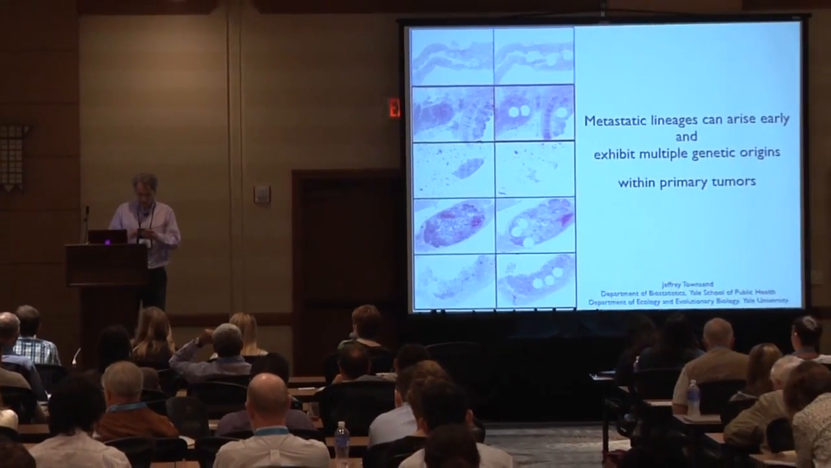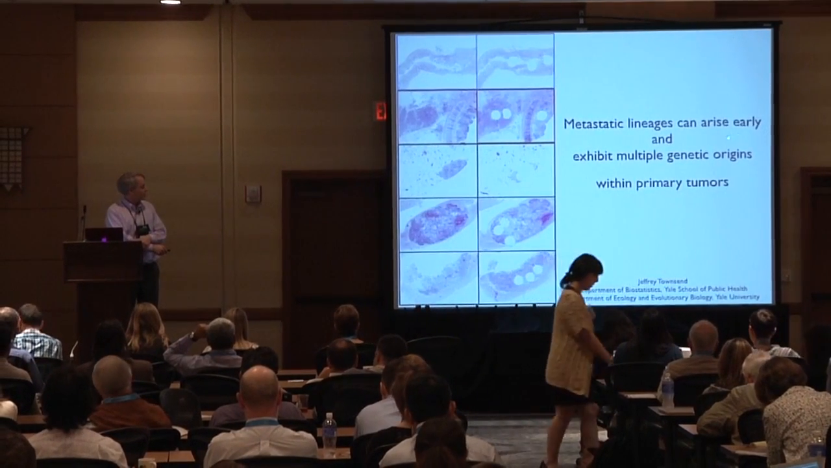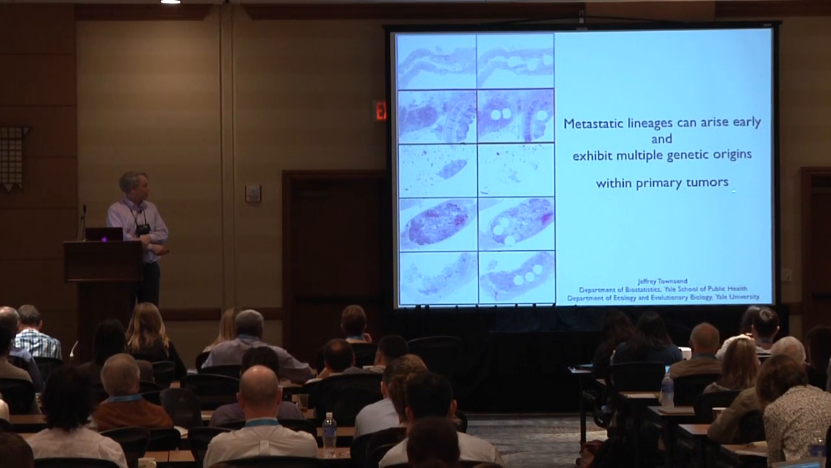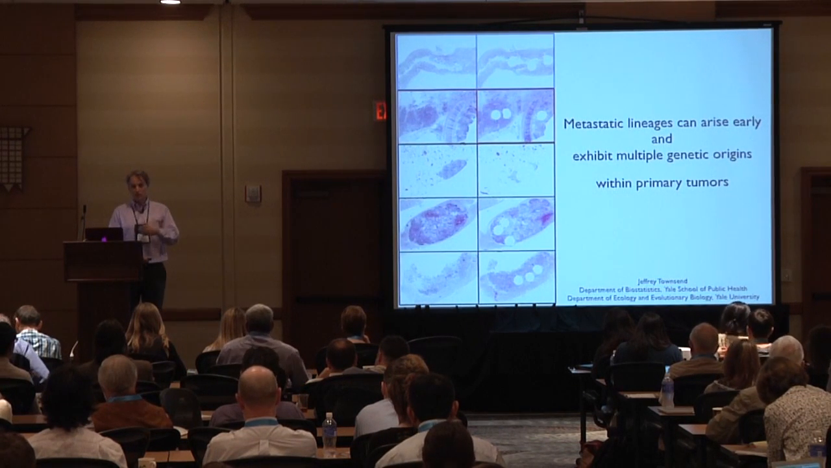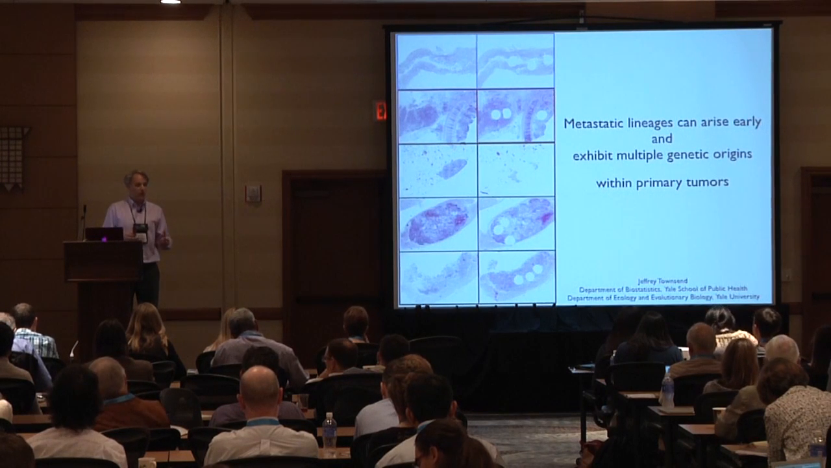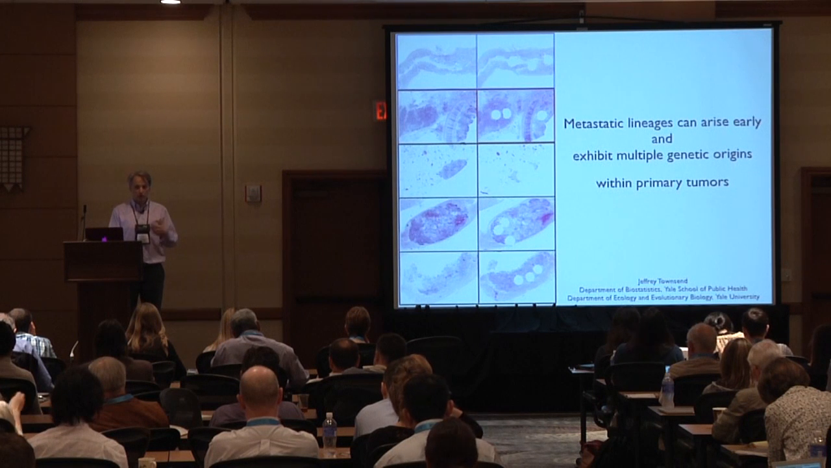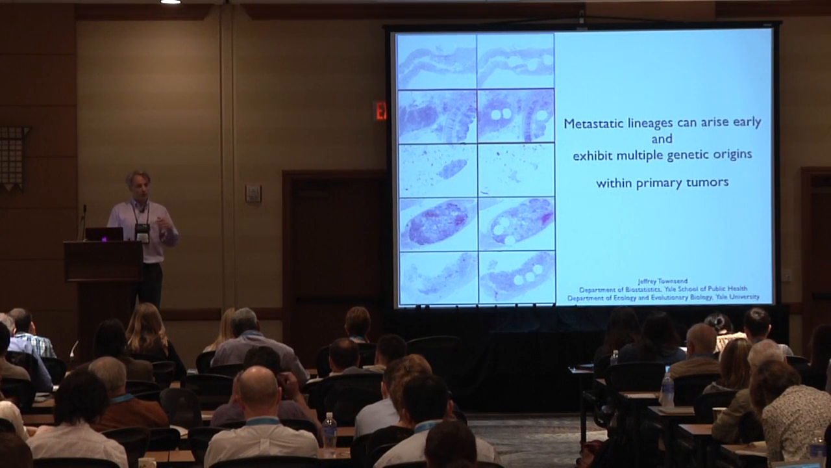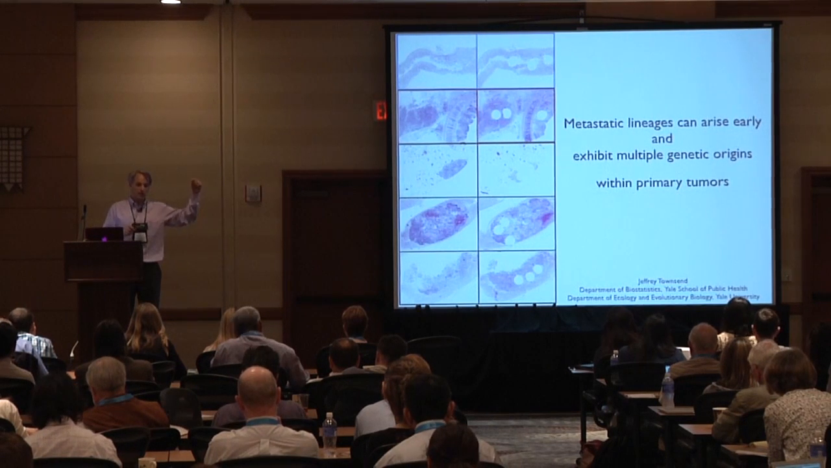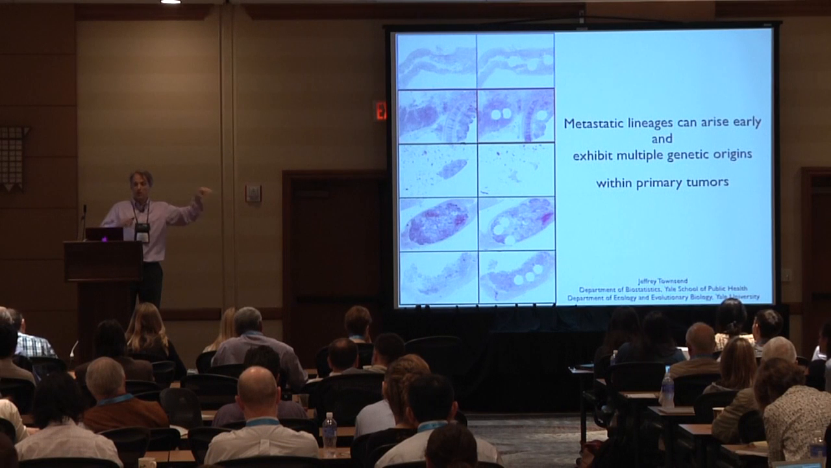The point that I just want to start by saying is I'm interested in talking today about metastatic lineages, how they can arise early, and how they can exhibit multiple genetic origins within primary tumors. And just to connect this with what Carlo was talking about, Carlo spent considerable time talking about diversity within tumors, and one of the approaches that colleagues and I decided to try to take to address this issue was to get around the issue of the fact that there is a lot of heterogeneity within tumors by actually looking at dispersed sites of tumors, that is, looking at metastatic sites and primary tumors simultaneously.